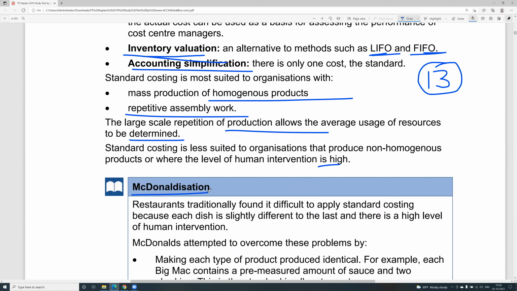Have you guys watched that movie, The Founder? Yes or no? Put it down in the chat section. Yes or no?